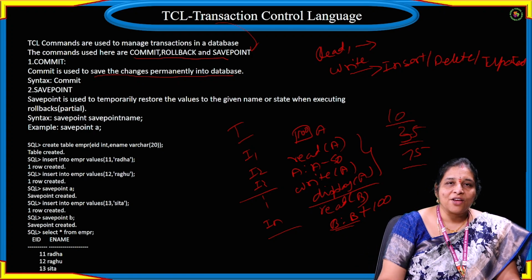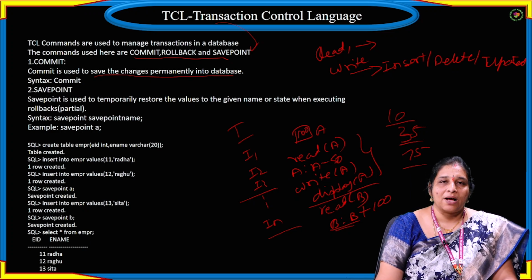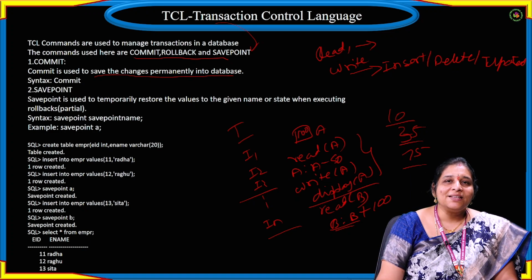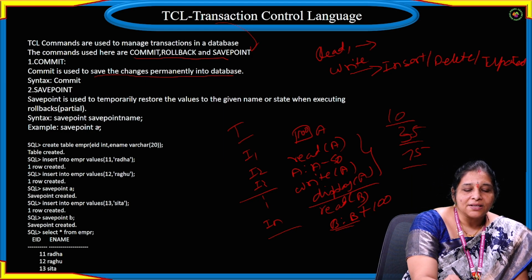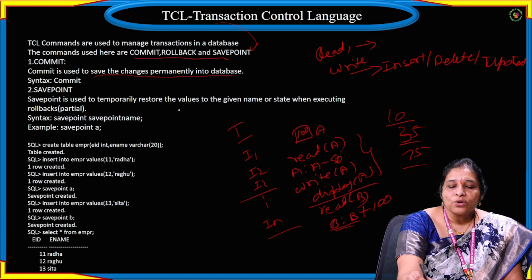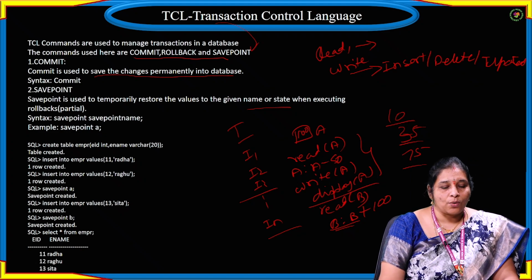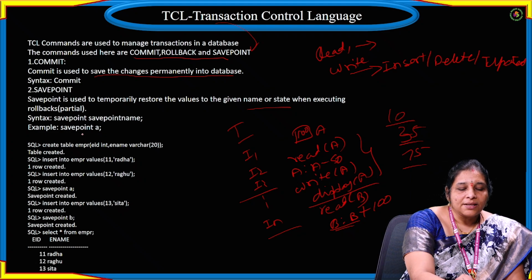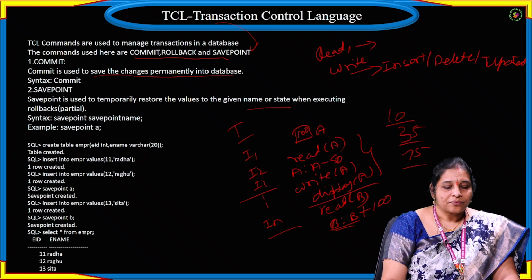So exactly, the save points are also trying to help me out like bookmarks. A savepoint temporarily saves the state of the database. The syntax is SAVEPOINT name. It is used to temporarily restore the values to the given name or state when executing partial rollbacks. So the example is SAVEPOINT, and the savepoint name I can give here is A.